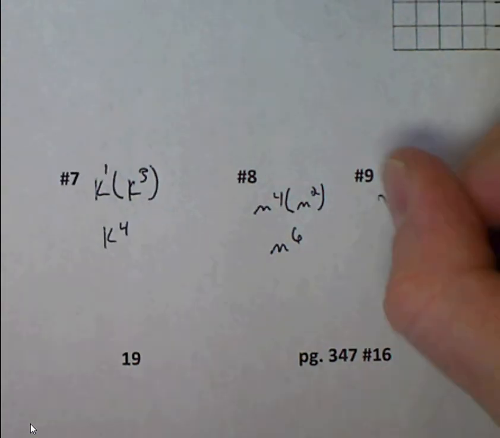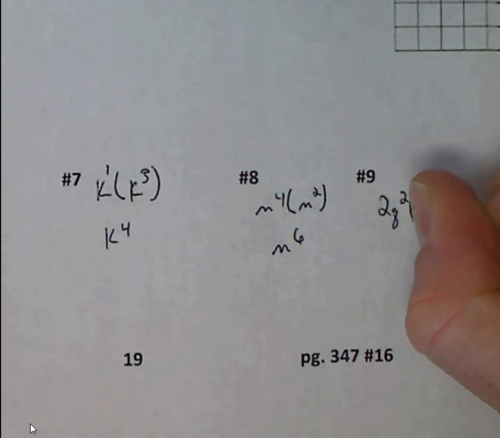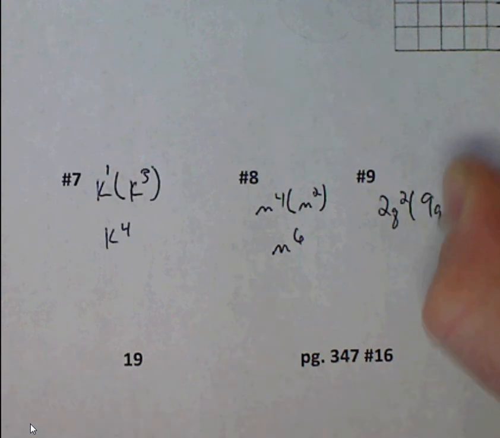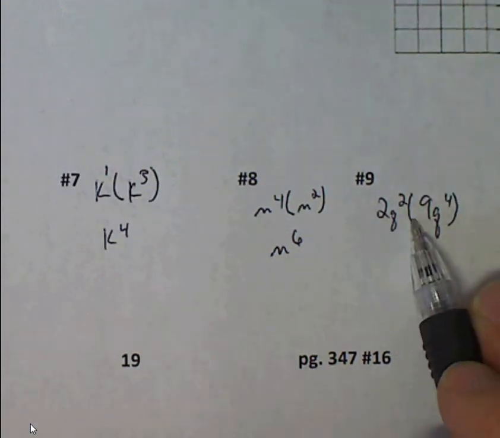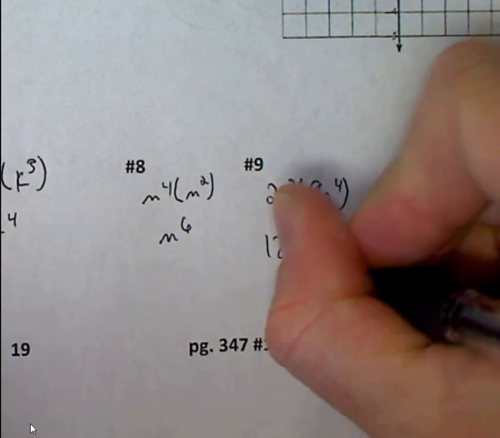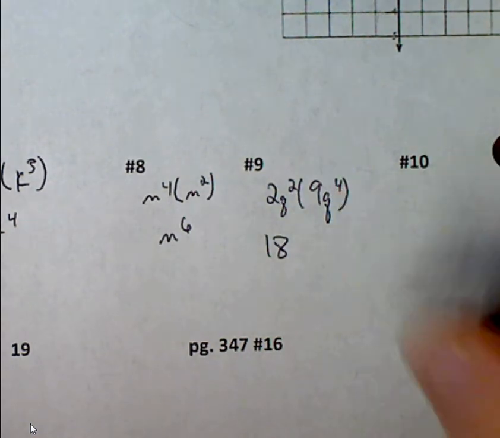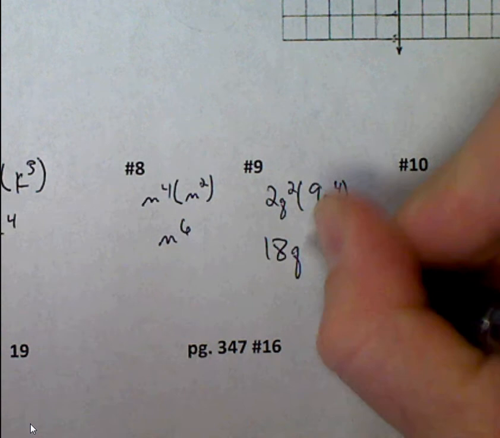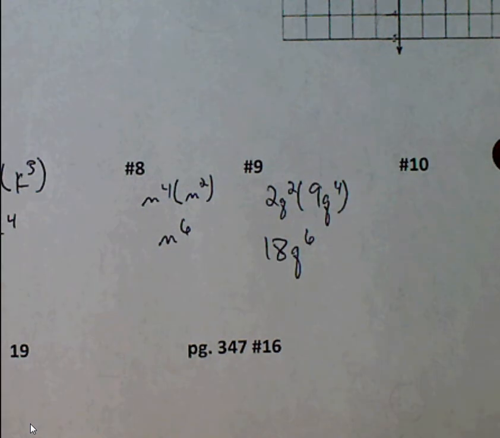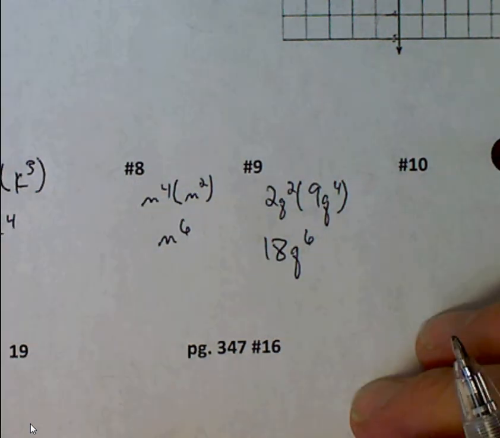Number 9, 2q squared parenthesis 9q to the 4. My front numbers I must multiply. That becomes 18. 2q, 4q, or q to the 4, that becomes q to the 6. Side by side, I add my exponents.